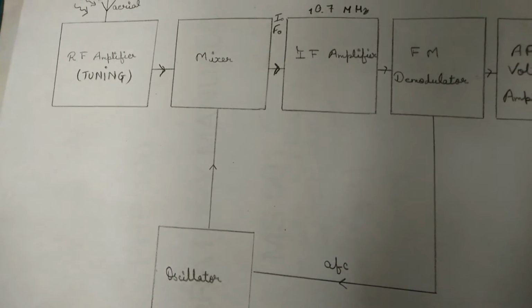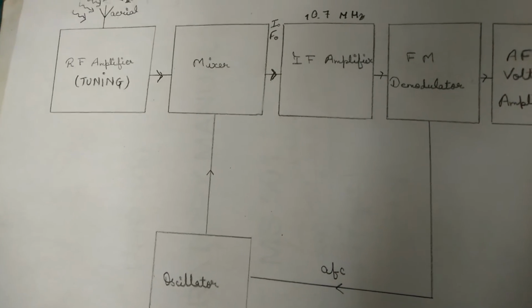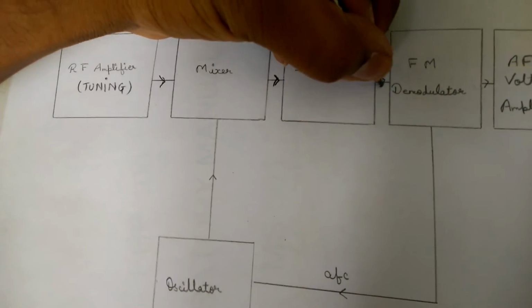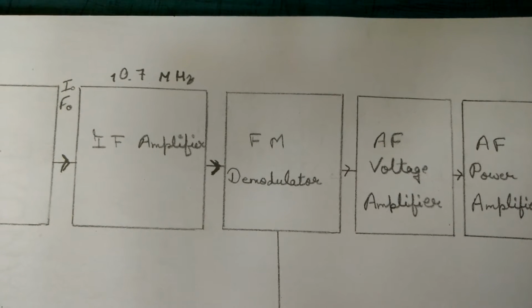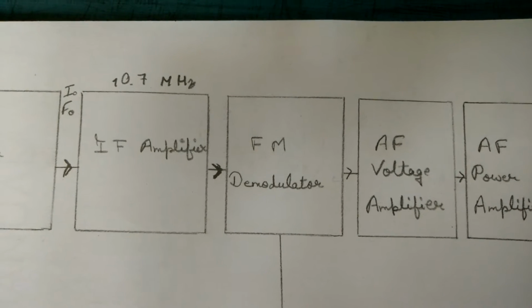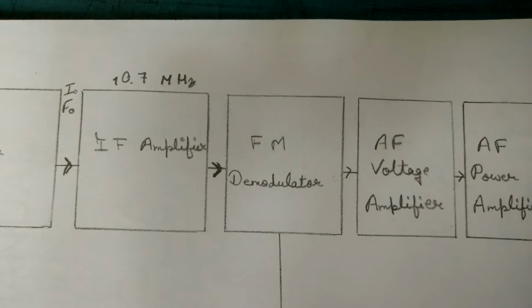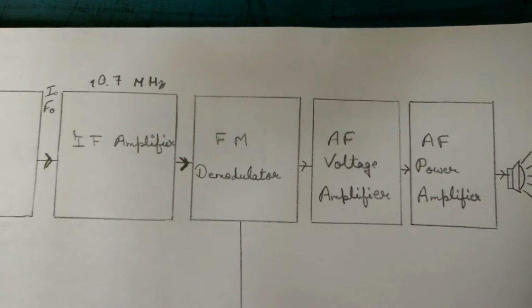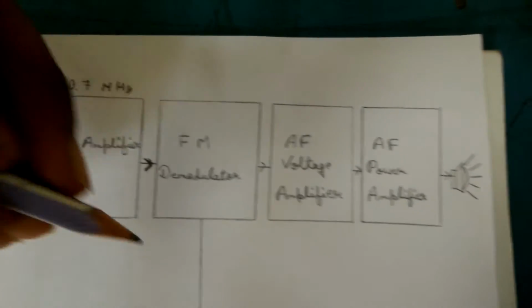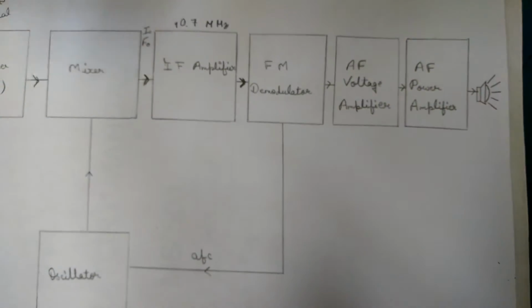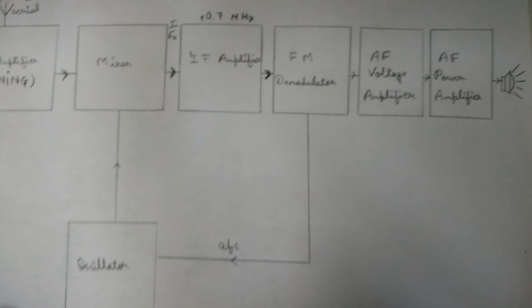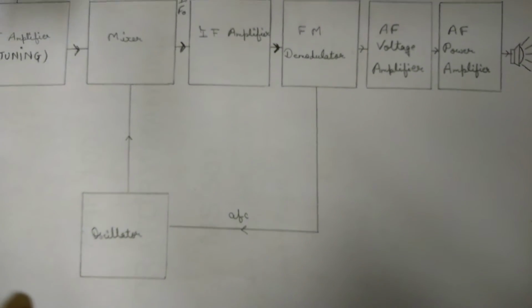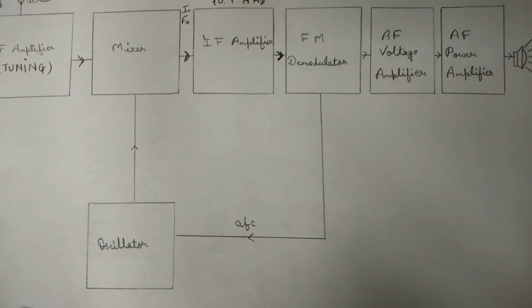The amplified IF signal is fed to the demodulator. This circuit recovers the audio signal and discards the RF carrier. Some of the audio is fed back to the oscillator as an automatic frequency control voltage. This ensures that the oscillator frequency is stable in spite of temperature changes.